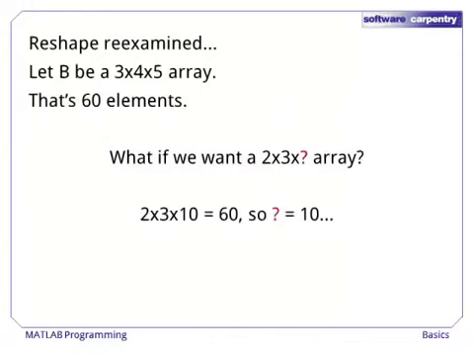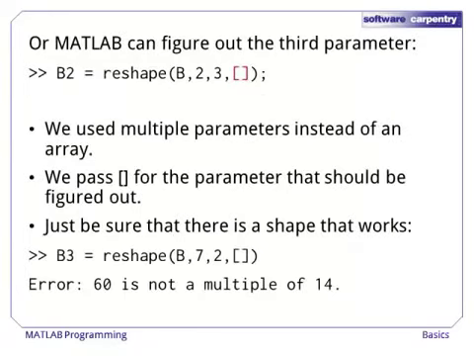If B is a 3 by 4 by 5 array, then it has 60 elements. We want to transform it to a 2 by 3 by something array, and it isn't too hard to see that the third dimension must be of size 10. What if we don't want to compute the extra dimension every time? It turns out MATLAB can compute a single missing dimension in reshape. In this case, we pass each dimension size as a separate parameter.